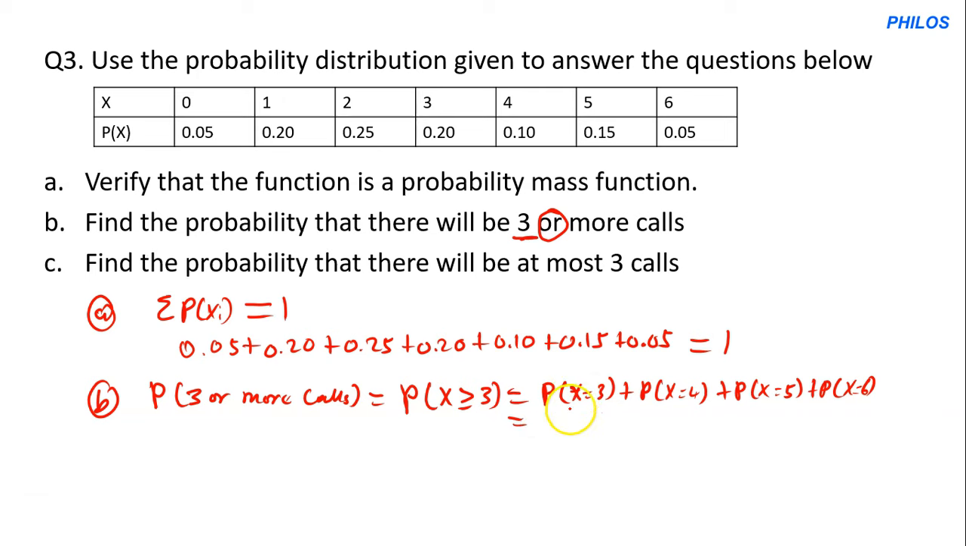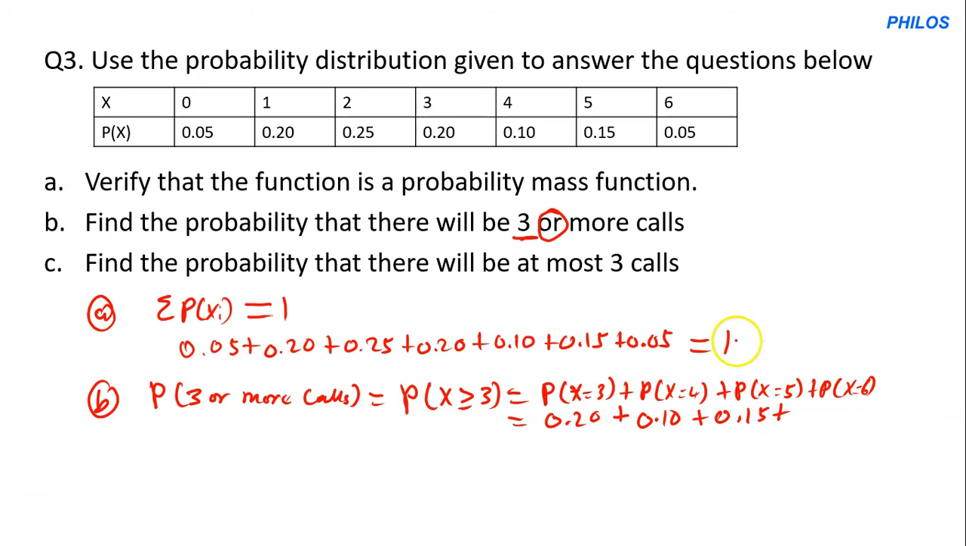So this will give us, what's the probability that x will be exactly 3? It is 0.20. Plus x exactly 4 will be 0.10 from the table here. Then x exactly 5 will be 0.15.